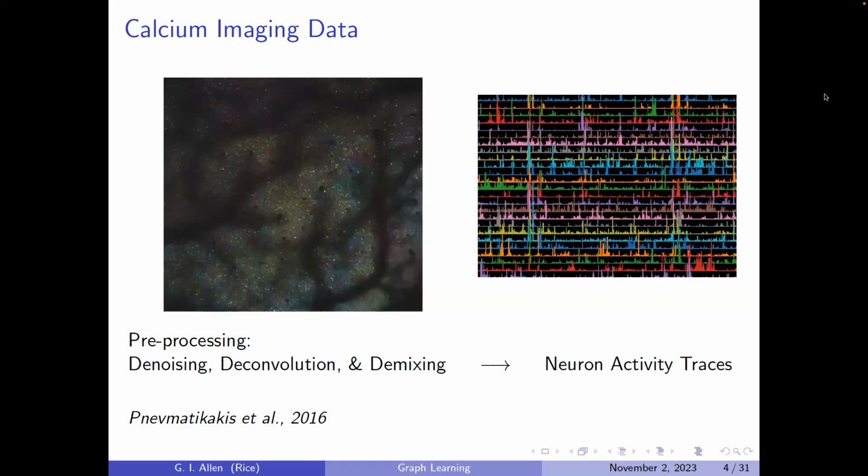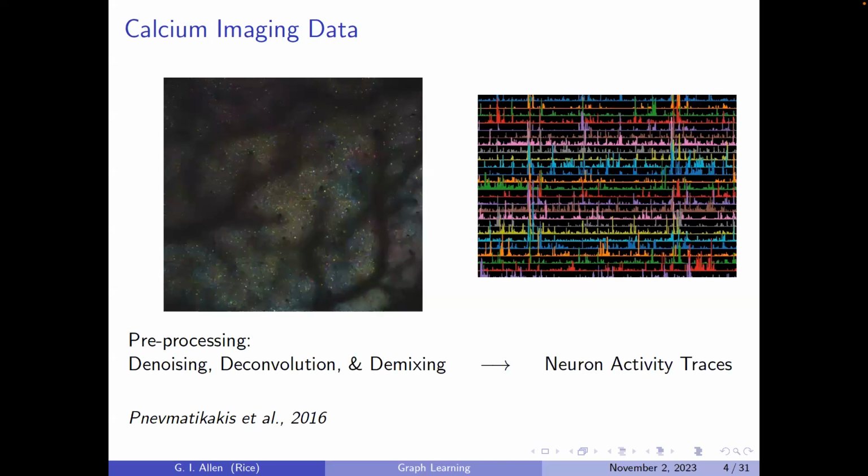Okay, great. So we get this calcium imaging data, and there's a ton of pre-processing that goes into it to go from this video recording of each neuron firing down to what we call neuron activity traces. Each neuron is a particular row of this. This is basically when this neuron is firing.